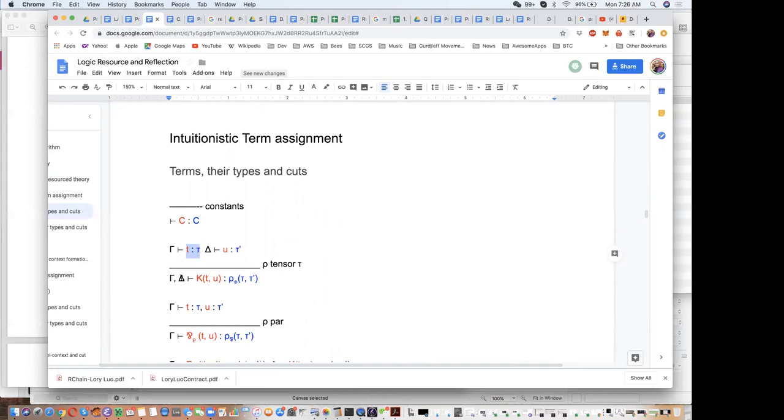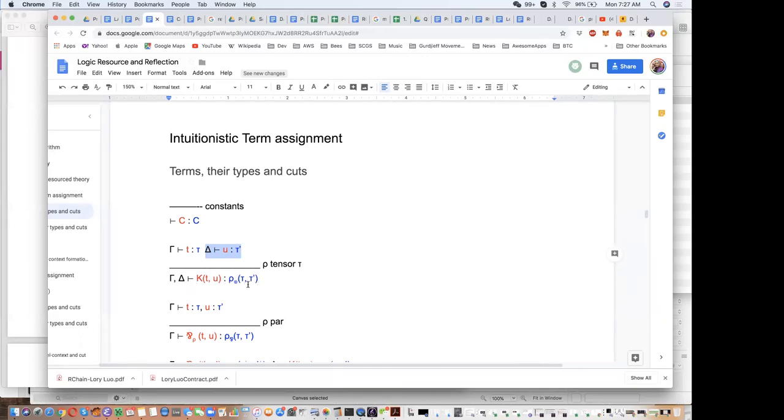And that's exactly what we see here. I have two typing judgments: gamma thinks that T is of type tau, and delta thinks that U is of type tau prime. Then I can make a K out of a T and a U. That is, I take everything that gamma thinks and everything that delta thinks together. So lots of inputs, the gamma and the delta. Together, they think that K T U is of type rho tensor tau tau prime.